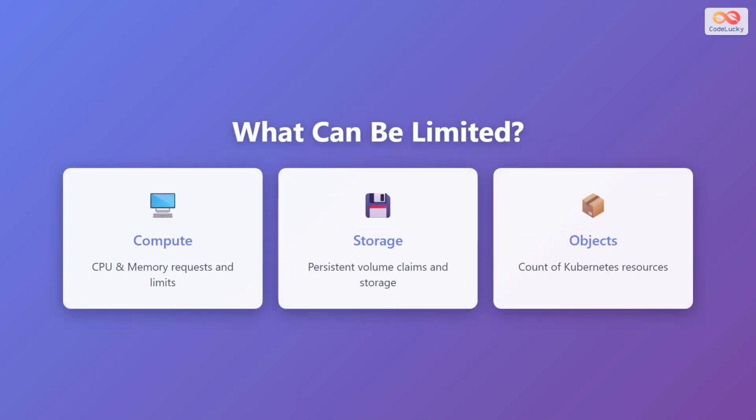Resource quotas can limit three main categories of resources. First, compute resources like CPU and memory requests and limits. Second, storage resources including persistent volume claims and storage capacity. Third, object counts such as the number of pods, services, configmaps, and other Kubernetes resources that can be created in a namespace.